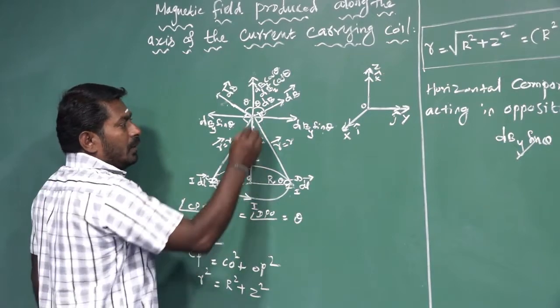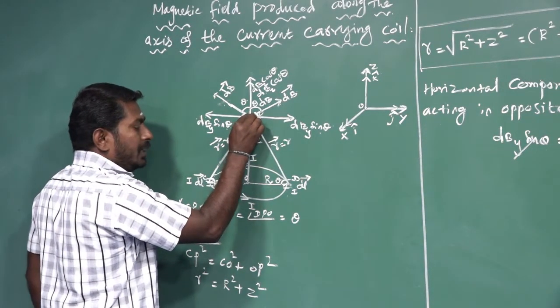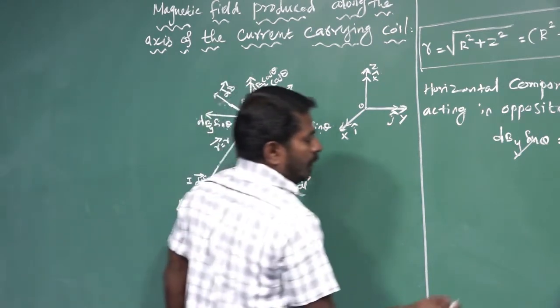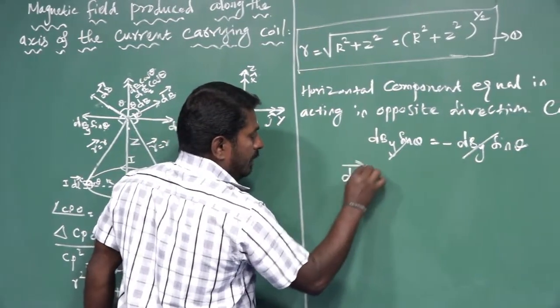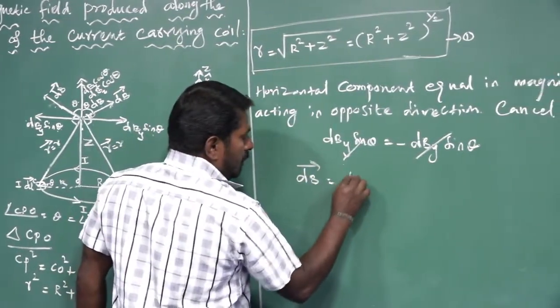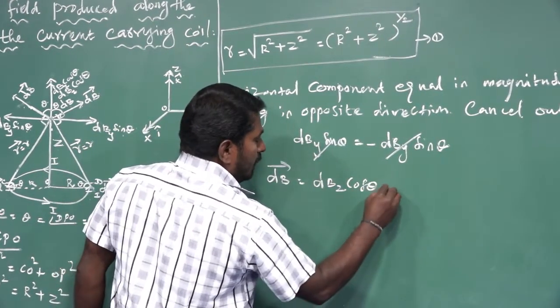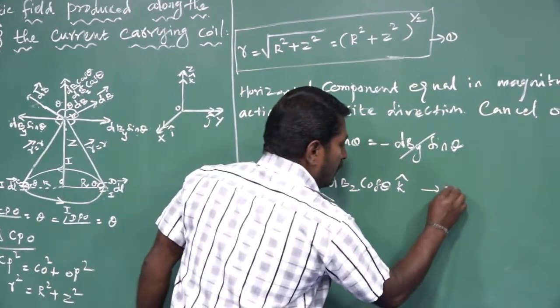So therefore, the resultant magnetic induction at this point P due to the diametrically opposite element, dB vector, is equal to dBz cos theta along the z-axis. Equation number 2.